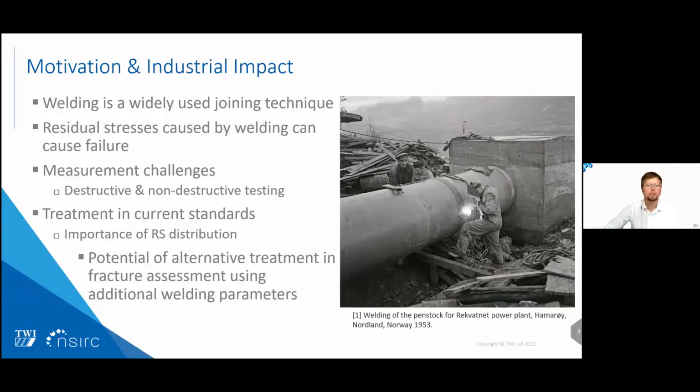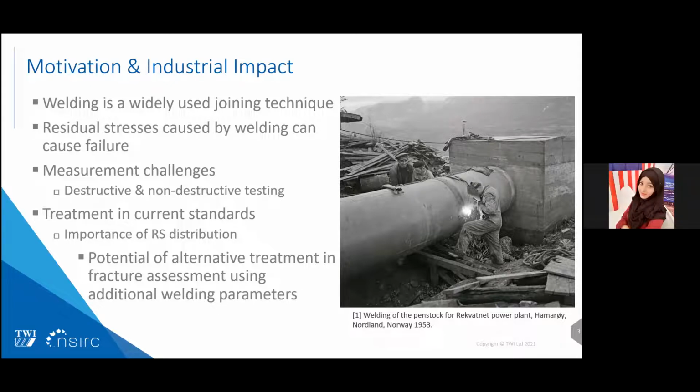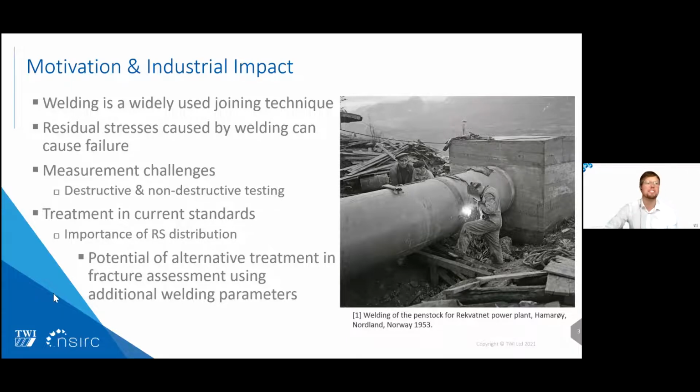What I'll be presenting today is that the standards do give some advice on residual stresses, based on certain parameters. I'll be looking towards other parameters which aren't currently considered and seeing if they have potential to influence weld residual stress, and what this could mean for future editions of BS 7910 and residual stresses in general.